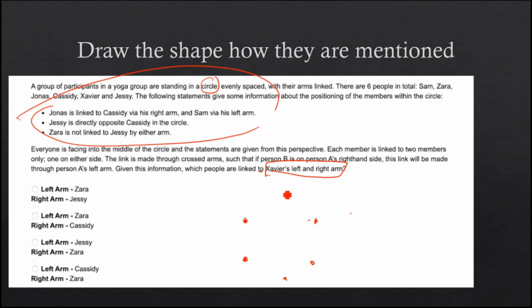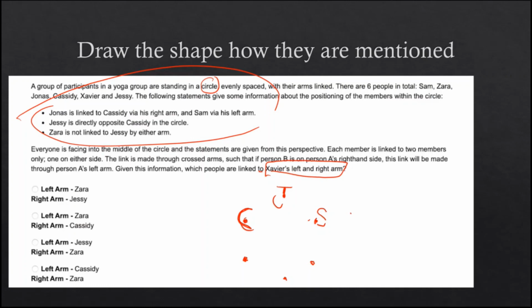So if I just pick a location for Jonas to start off, I say Jonas is at the top, and is linked to Cassidy via his right arm. So we're imagining that they're facing towards the middle. So Cassidy would be on Jonas's right, facing the middle. It means Cassidy would be there. And then Sam via his left arm, so Sam would be there.